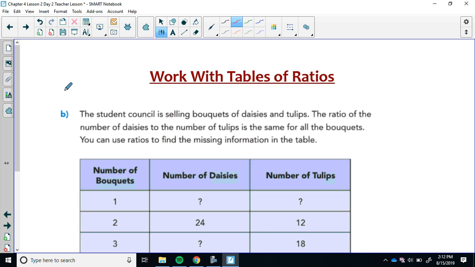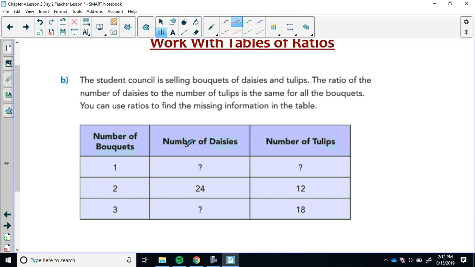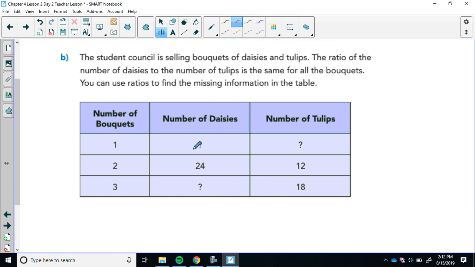You're going to have to work some tables and ratios, and basically what you're going to be doing is filling in the empty spots. And you're going, well, how am I going to figure this out? Well, you have to go with what information they give you. The student council is selling bouquets of daisies and tulips. The ratio of the number of daisies to the number of tulips is the same for all bouquets. You can use ratios to find the missing information in the table. Okay, so we have 24 to 12. My suggestion is you take the number of daisies and the number of bouquets that you have, and you divide it.